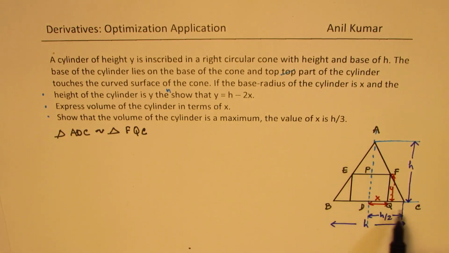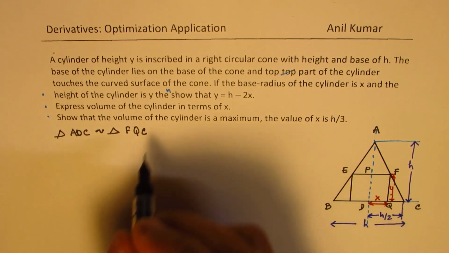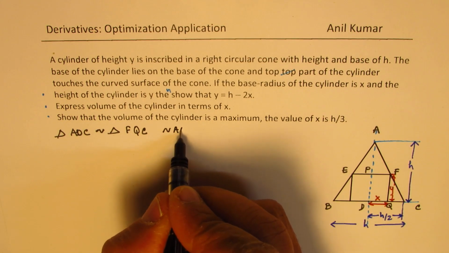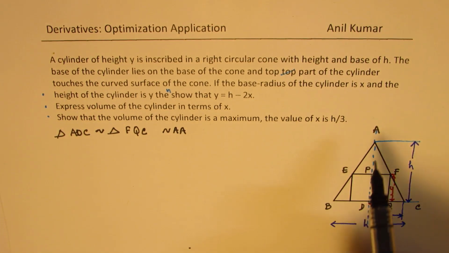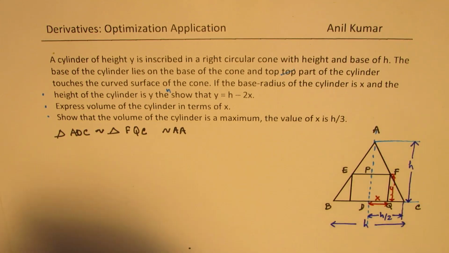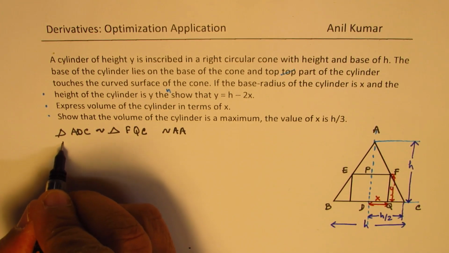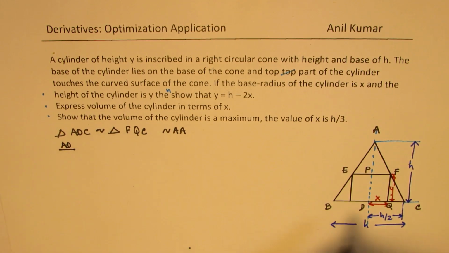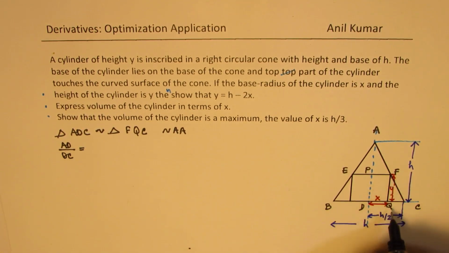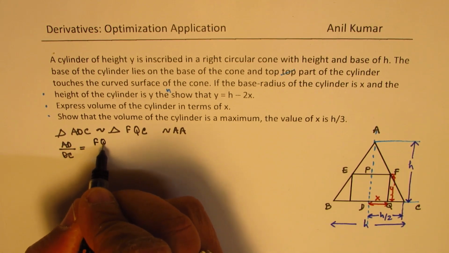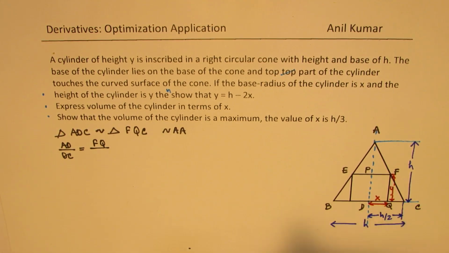The big triangle is similar to FQC since they have a common angle, and these sides are parallel, that is 90 degrees. Now if you have similar triangles, the ratio of the sides will match. So we have AD over DC should be equal to FQ over QC.